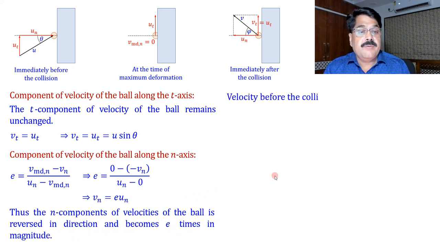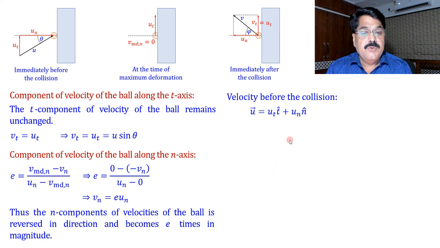Velocity before the collision, U is equal to ut t cap plus un n cap. So what will be the velocity? We can have another notation, which will have a very important interpretation. Let us see. You can write u cos theta t cap plus u sin theta n cap.